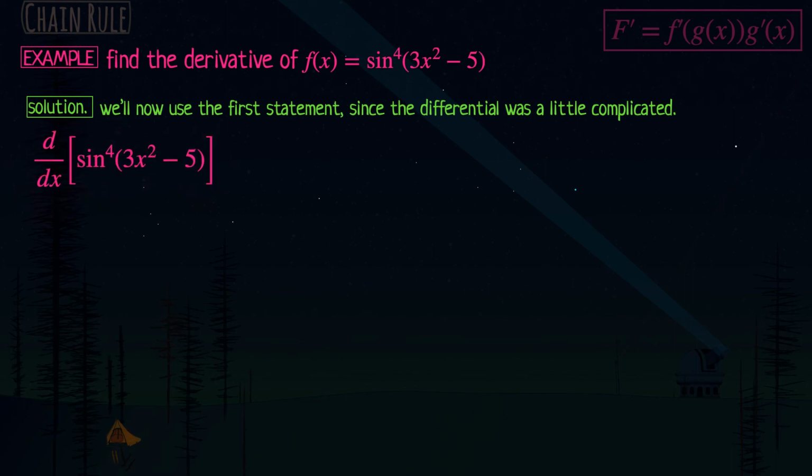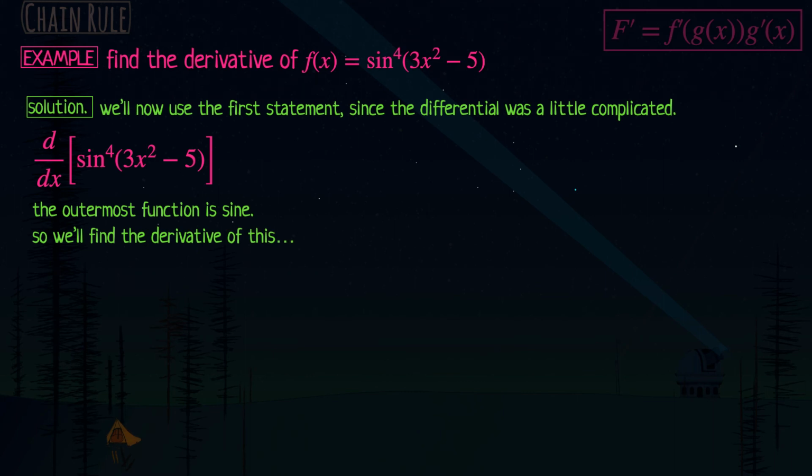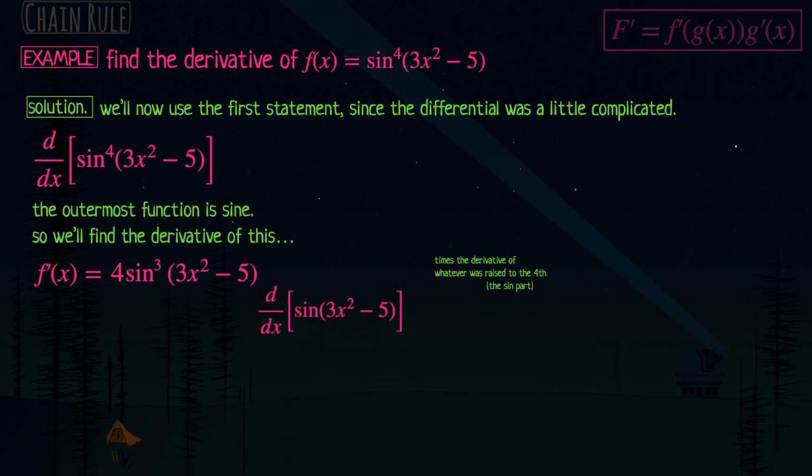Now, we have the derivative d dx of sine to the 4 of 3x squared minus 5. That's really the same thing as sine of 3x squared minus 5, that whole sine function raised to the 4th. So f prime is going to be, well, we have to take down that 4, sine cubed of 3x squared minus 5, times the derivative of whatever it was that was raised to that 4th power, which was sine. So times the derivative of that sine function. Now we know that's going to be cosine of 3x squared minus 5.